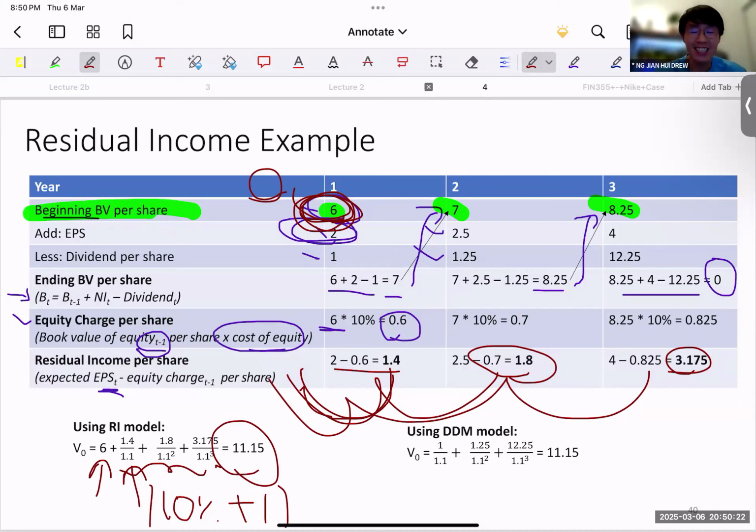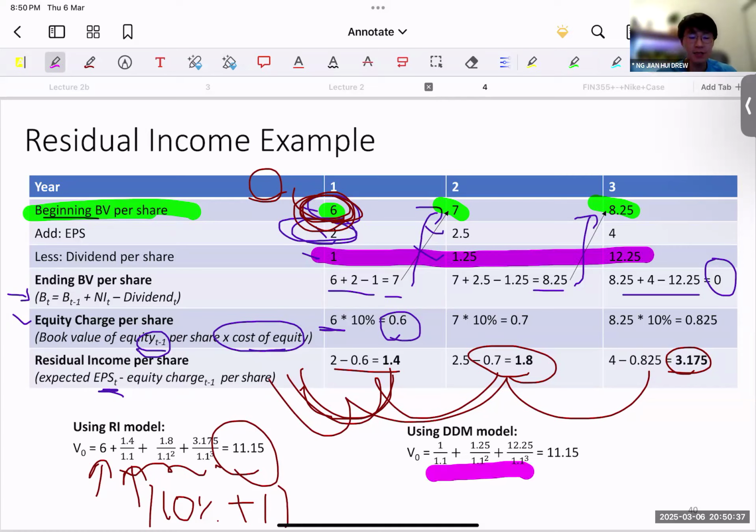Okay, to show that it's actually similar to your DDM, we just focus on your DDM here, your dividends. By using the dividends, we determine this using DDM, and we found that, hey, you know what? Actually, it's exactly the same. Our calculations are exactly the same.